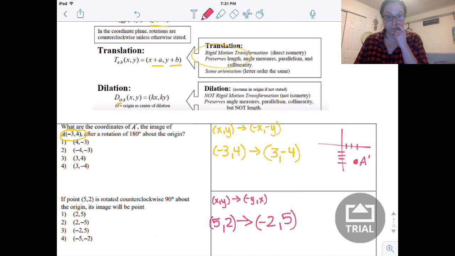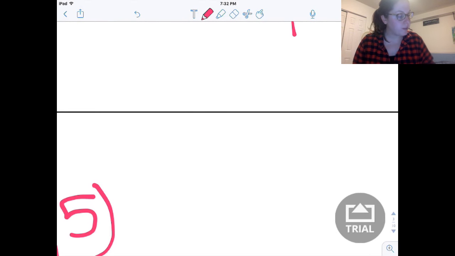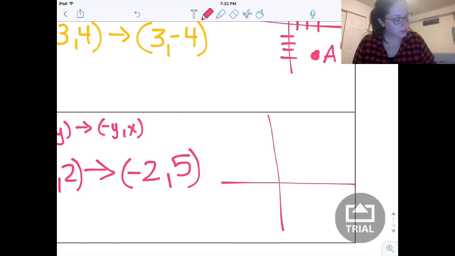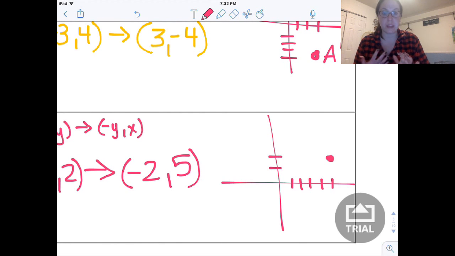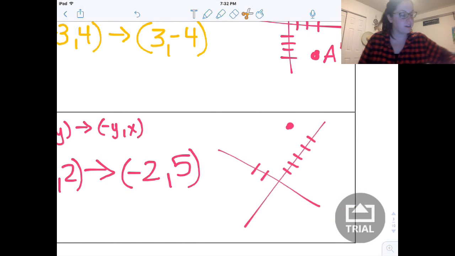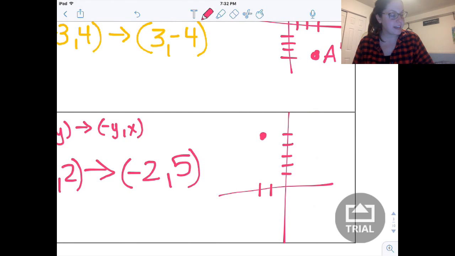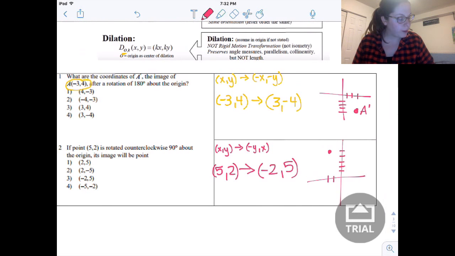Okay? Now, the next thing I'm going to do is show you how to do that by turning your paper. So I'm going to graph this point. 1, 2, 3, 4, 5. 1, 2. So that is the point 5, 2. That is my pre-image. I'm going to take that whole thing and I'm going to spin it 90 degrees counterclockwise. And so now look at where that point is. It's at negative 2, 5. They didn't give me a name for that, so I can't label it like A prime or anything, but that's what that would be.